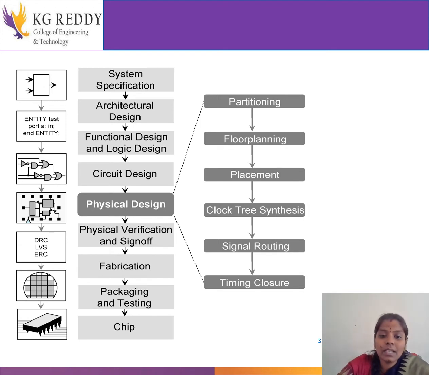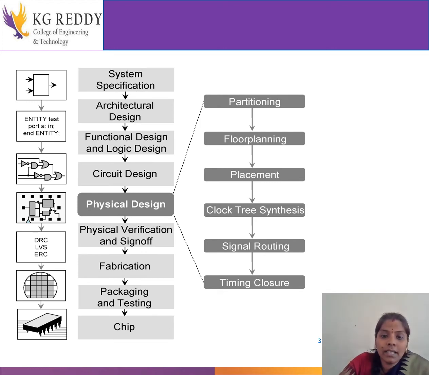And then the physical design. In the physical design, sometimes we also do the synthesis portion. The synthesis part will be included in this. Synthesis means we are trying to convert this code into the gate level. That synthesis we are trying to do here.